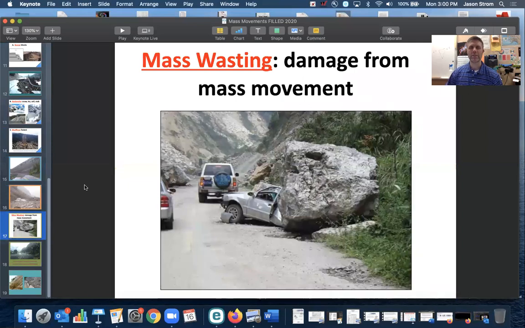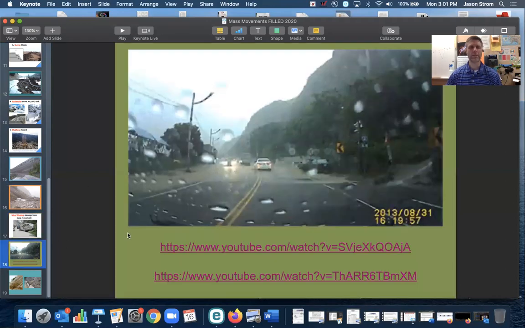Use the term mass wasting just to kind of include any kind of damage from these things. So it can be to buildings or cars or whatever. It's just kind of a general term though. And there's a couple of video clips there. You can check those out if you want.